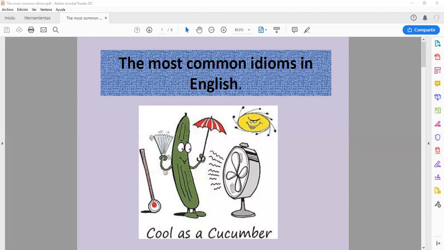Okay, I wrote an example. It says, look at your house. It is so messy and your guests are coming in 1 hour. There's no time and you are as cool as a cucumber. Okay, Sandra wrote, some persons have a lot of problems, but they are cool as a cucumber.